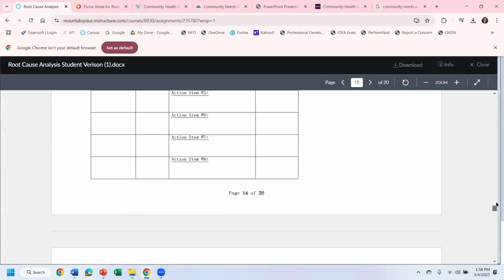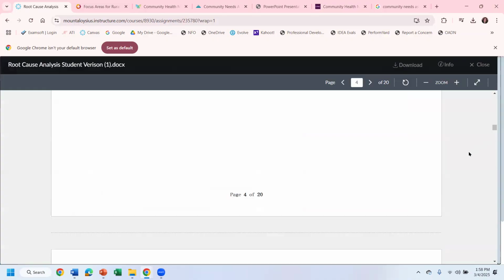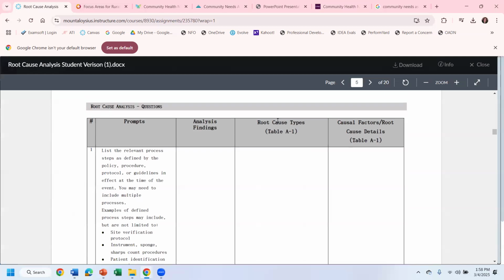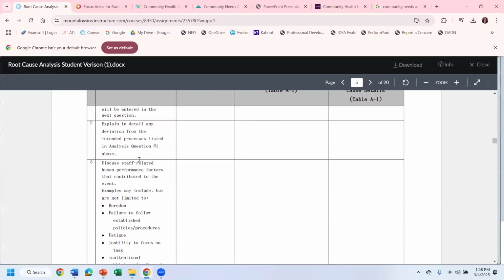So again, I'm going to scroll back up to page 5. Oops, went a little bit too far. So you're going to analyze your findings, and you're going to put the root cause type, maybe communication, and what's the causal factor for that communication issue. And then you'll go to number 2, explain in detail any deviation from intended processes. Should something have happened that didn't happen? Did something not happen that should have happened? So any deviation from what the normal was.